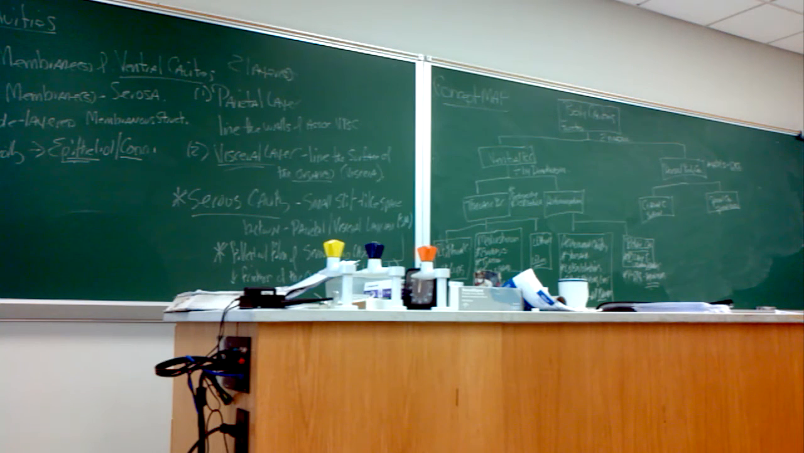And we said there's a potential space between the visceral layer and the what? Parietal layer. This will be our serous cavity. And the serous cavity, we said, will be filled with a small film of our what? Serous fluids, which will reduce the friction as this organ moves within its cavity.